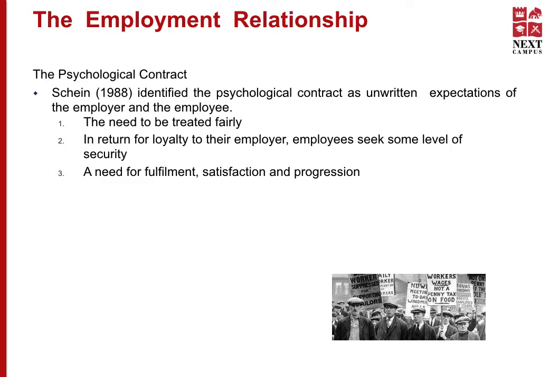When talking about the employment relationship, the psychological contract is a very key component. SHRM identified the psychological contract as an unwritten set of expectations of the employer as well as the employee. Employees have three areas of expectation. They need to be treated fairly, and in return for their loyalty to their employer, employees seek some level of security. And of course, they have a need for fulfillment, satisfaction, and progression in the organization.